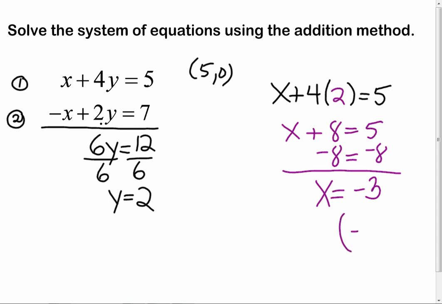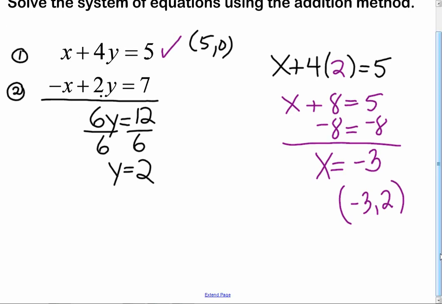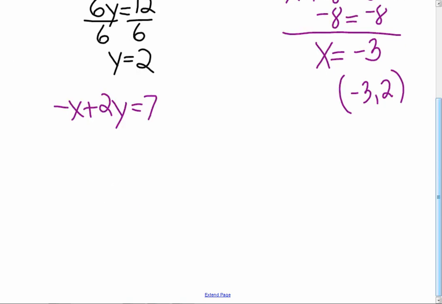I'm claiming that negative 3, 2 is on both of those lines. Well, we just use this one. Let's see if it's really true here. So I have minus x plus 2y equals 7. I'll slide my board here. Now this says the opposite of x. x is negative 3. What's the opposite of negative 3? Positive 3. I don't like to show the substitution if I can just think it through.